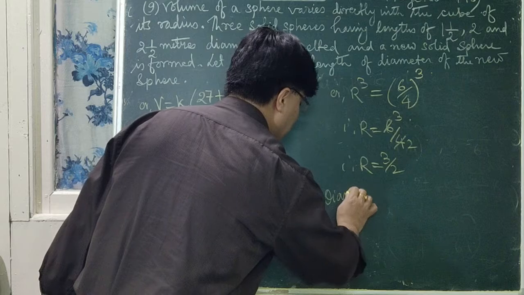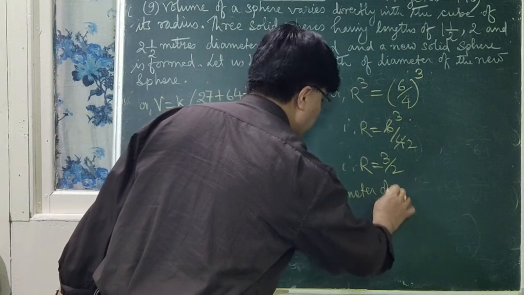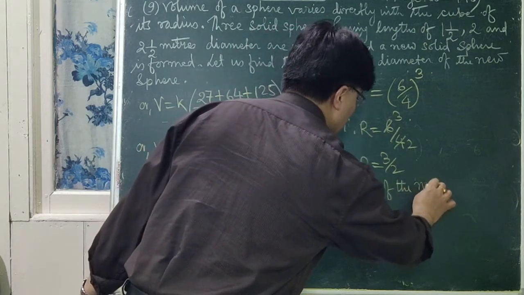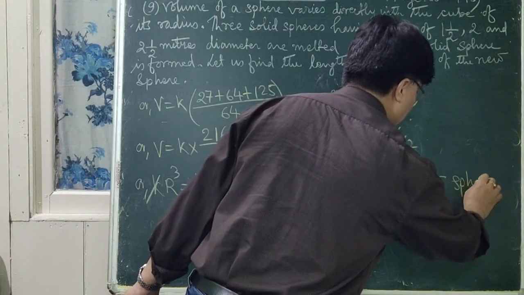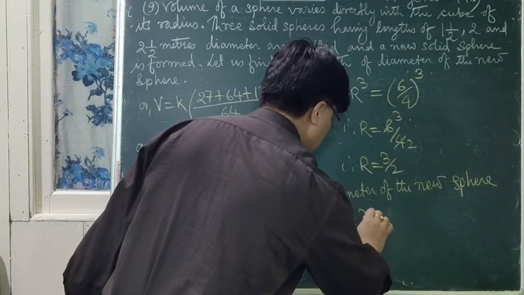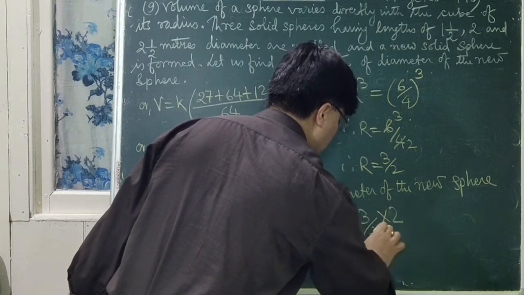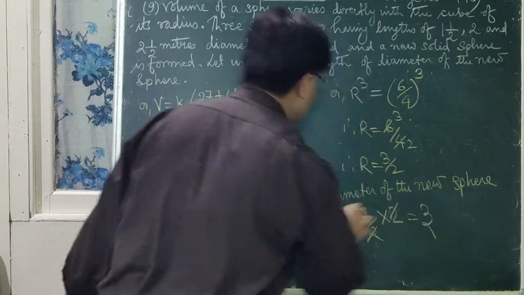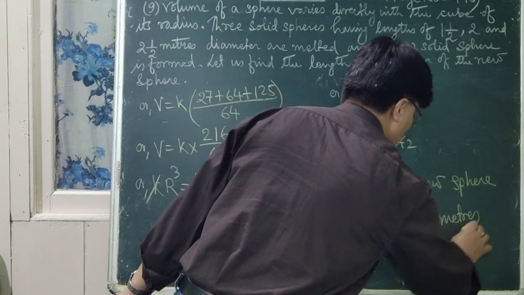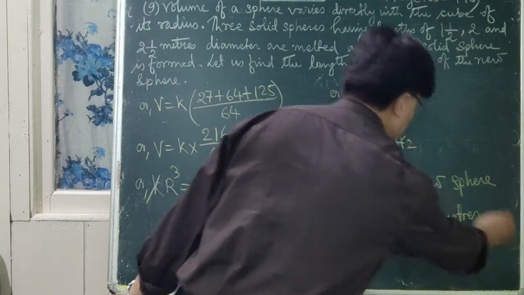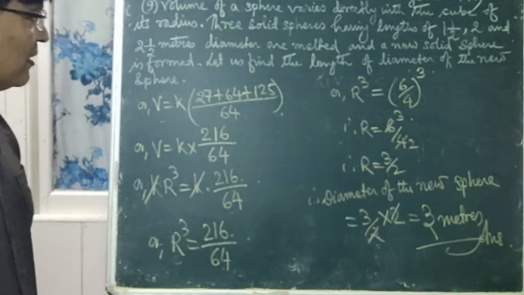Therefore, diameter of the new sphere is equal to 3 by 2 into 2. 2 gets cancelled, which is equal to 3 meters. So this is the final answer.